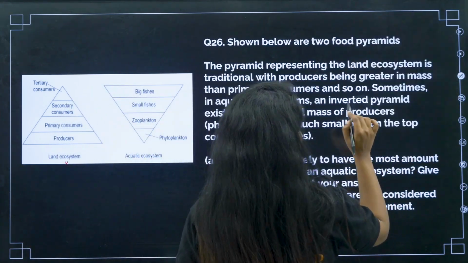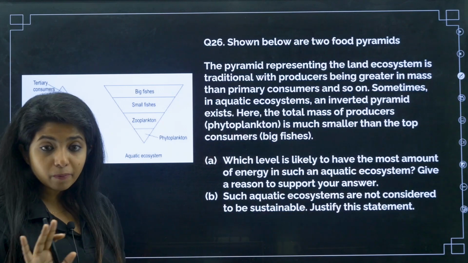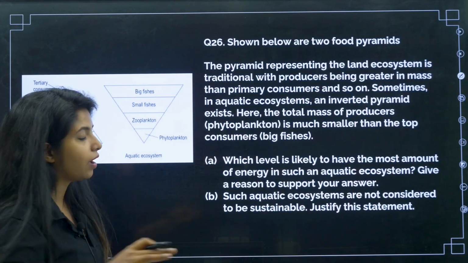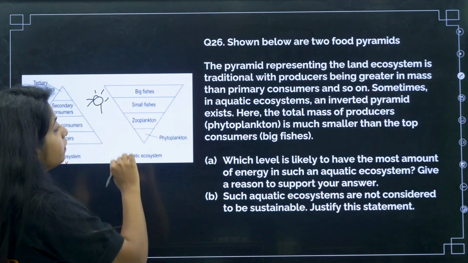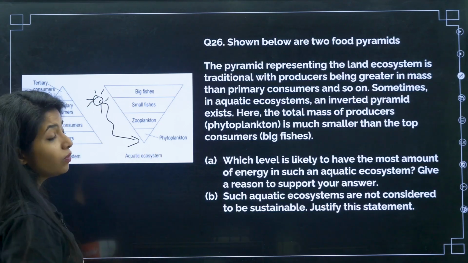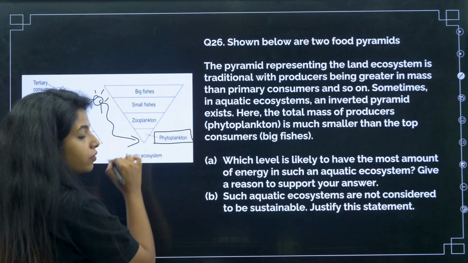Which do you think will be having the most amount of energy? When you talk about energy, my dear children, you are not talking about biomass. Energy means how much energy you have. So phytoplanktons, still they will be having a high amount of energy because they are receiving it directly from the sun. So obviously they will be having the high amount of energy.